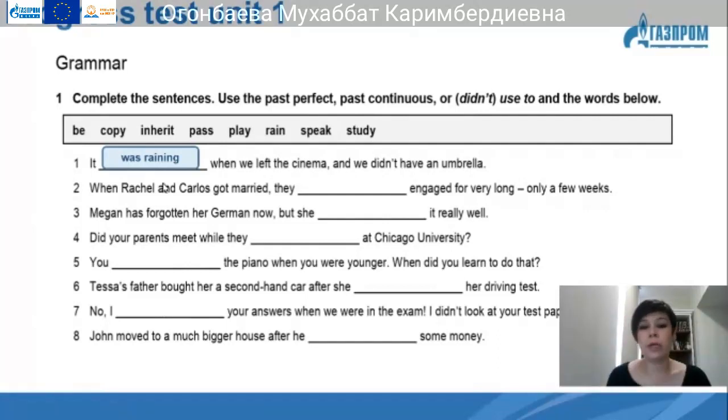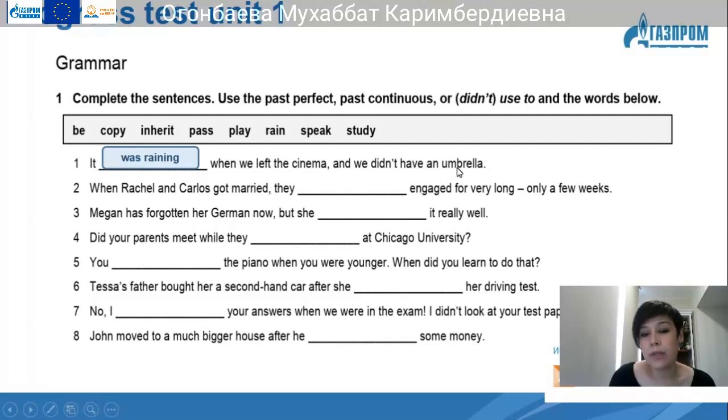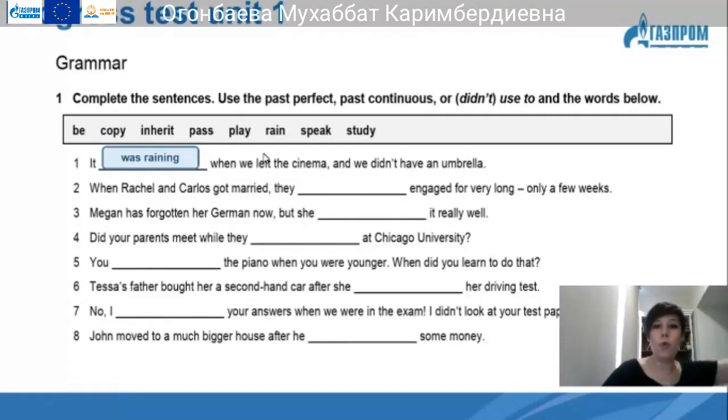Look, in English we have to say, in Russian we say согласование времен. All of them should be in the same period of time. Let's see, if it's past simple, so we use past continuous to show the duration of the action. Right, past perfect continuous is used before past simple.